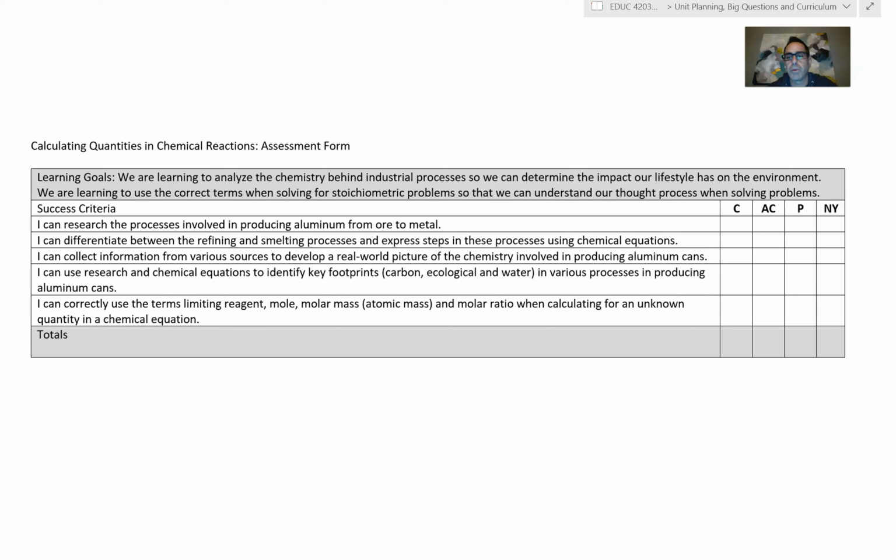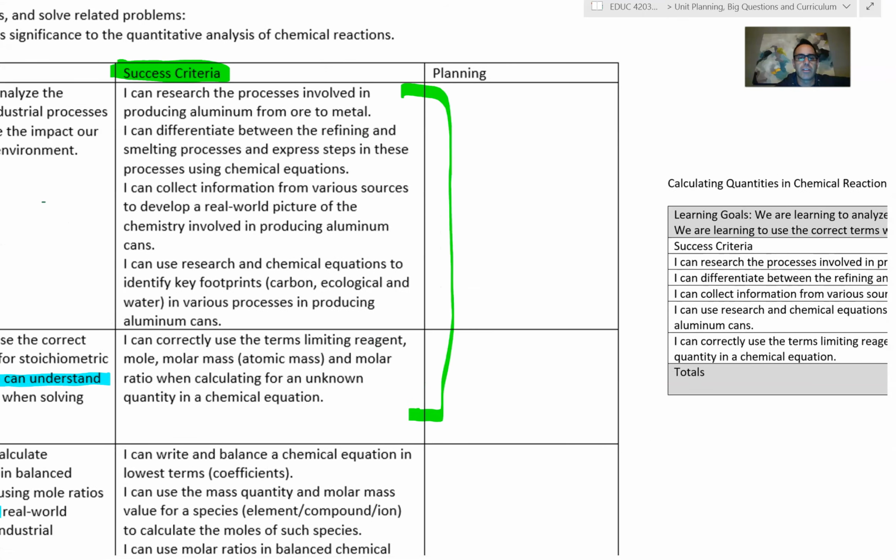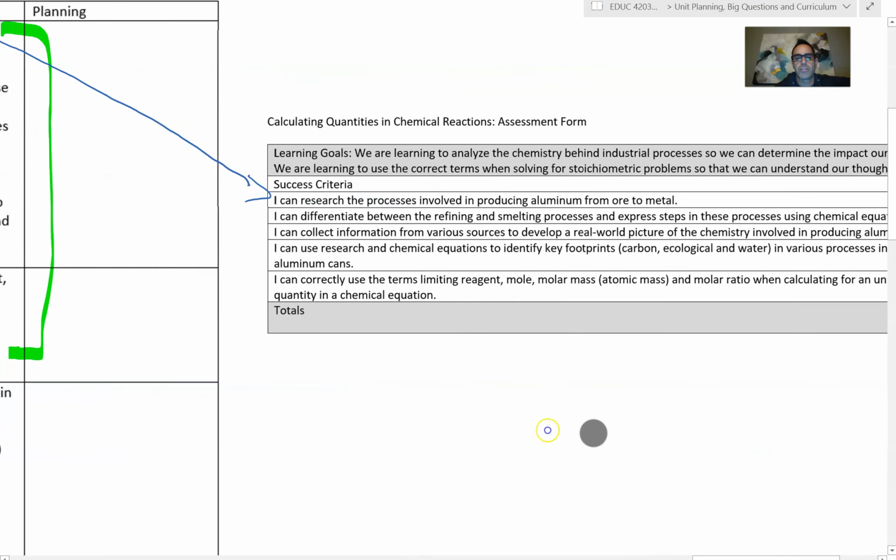In this case, I put two of them together. We're learning to analyze the chemistry behind industrial processes so we can determine the impact our lifestyle has on the environment. We're learning to use correct terms when solving stoichiometric problems so that we can understand our thought process when solving problems. So I'm going to group these two together. And then all I do is I copy paste the success criteria into the chart. That's all I do. Very, very straightforward.